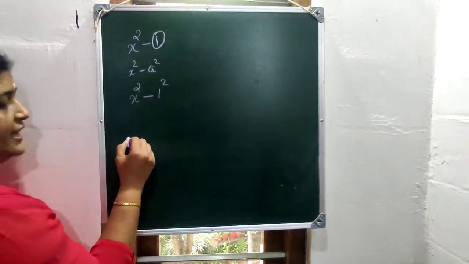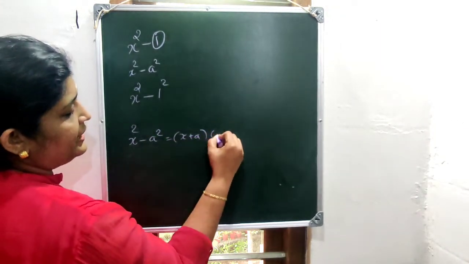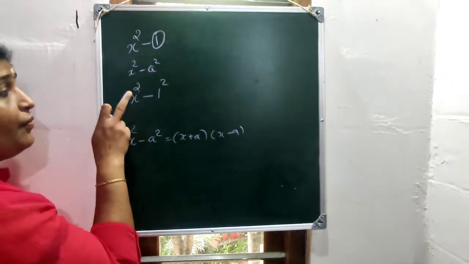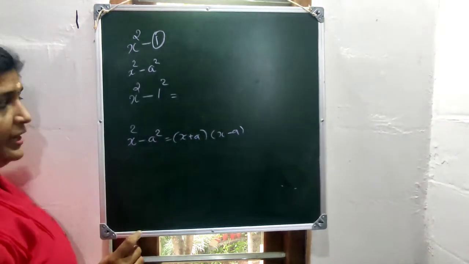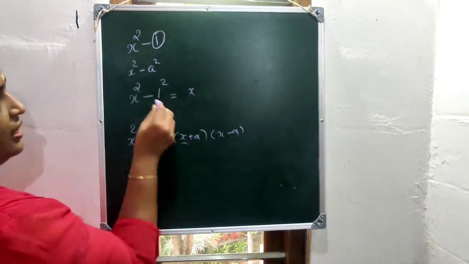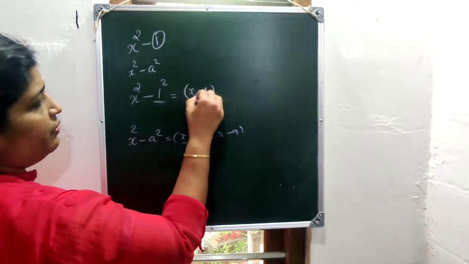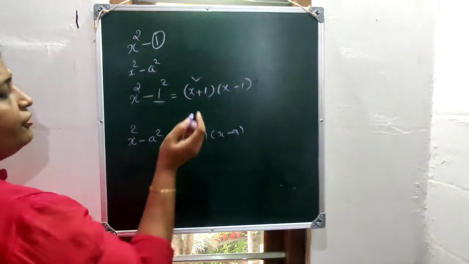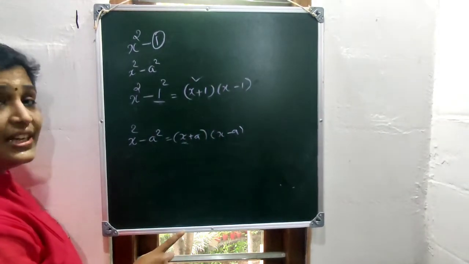We know that the factors of x square minus a square are x plus a and x minus a. Similarly, what are the factors of x square minus 1 square? Here we have x, then plus a. Here instead of a, what we have? 1. So we have x plus 1 into x minus 1. So we can say that the factors of x square minus 1 square are x plus 1 and x minus 1.